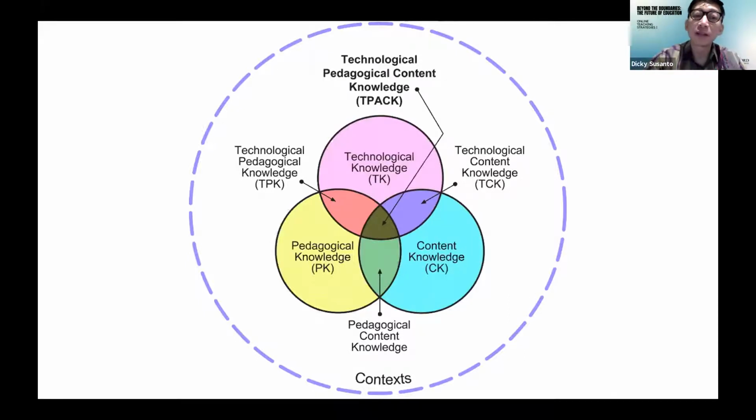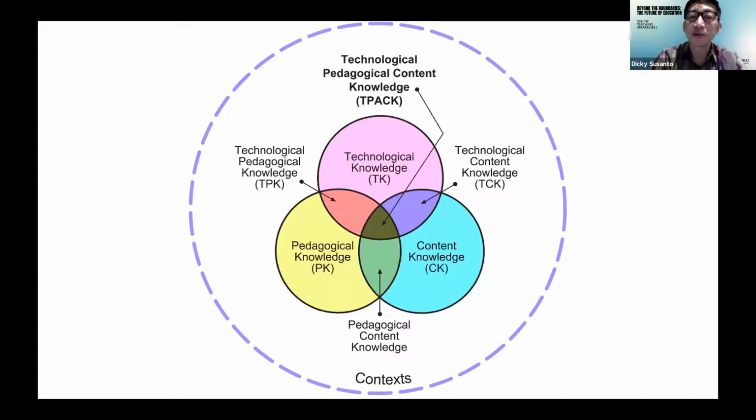But then you get to the TPK, the technological pedagogical knowledge. So how do I teach this using technology? So for example, right now we are using a technology as a way to teach. So that's the technological pedagogical knowledge. How does technology support the pedagogy? So instead of me just talking, I use the presentation. So that's the technology to help me convey my message. So that's the technological pedagogical knowledge.